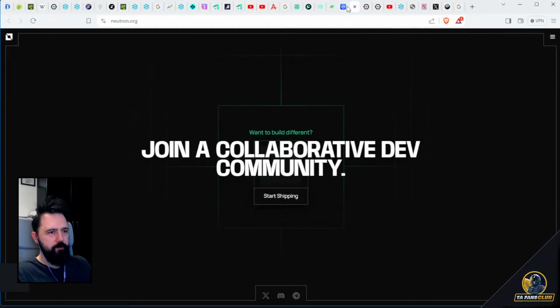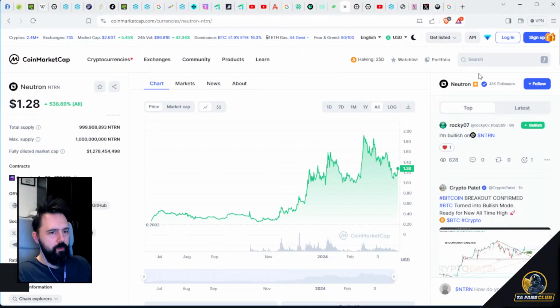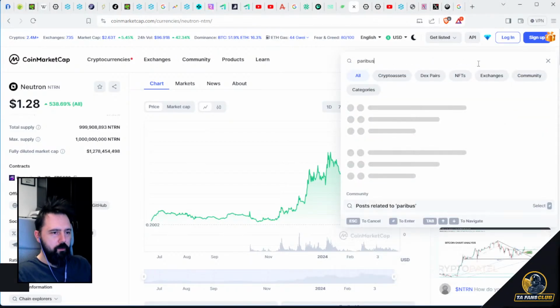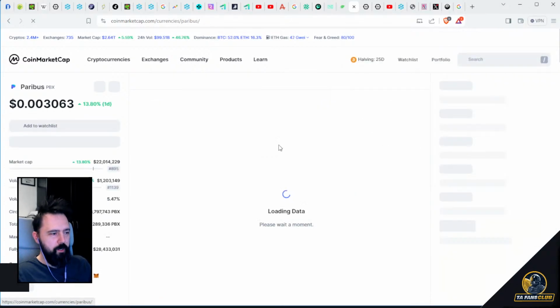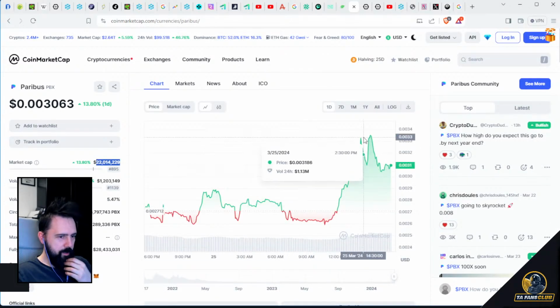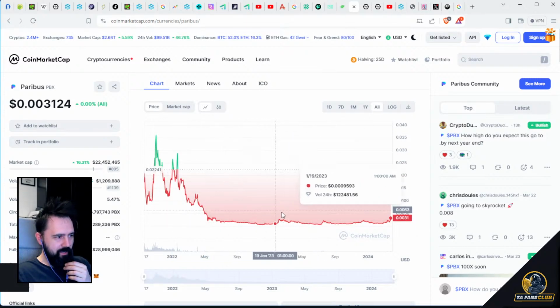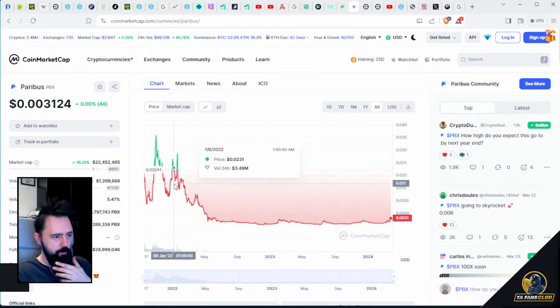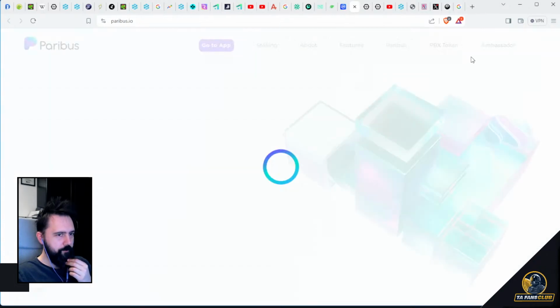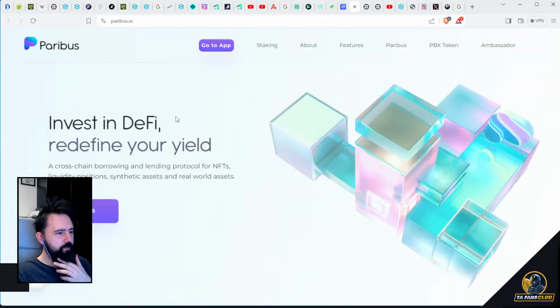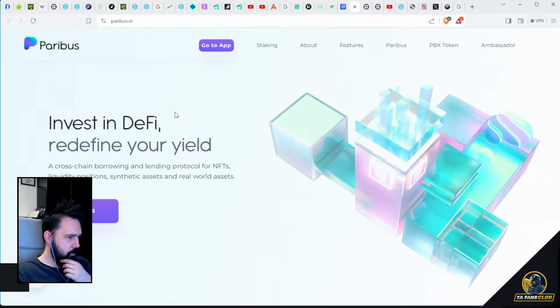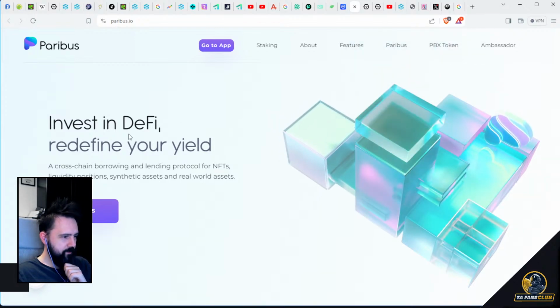What is Paribus? Paribus. 22 million market cap. Got a little bit of history here. The previous bull market it just went down. DeFi rate for yield. A cross-chain borrowing and lending protocol for NFTs.